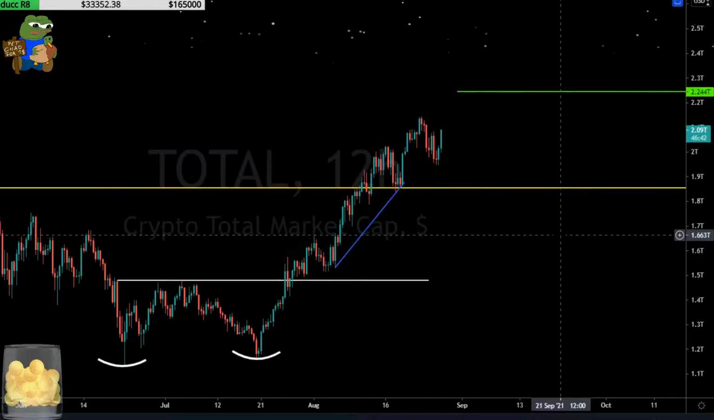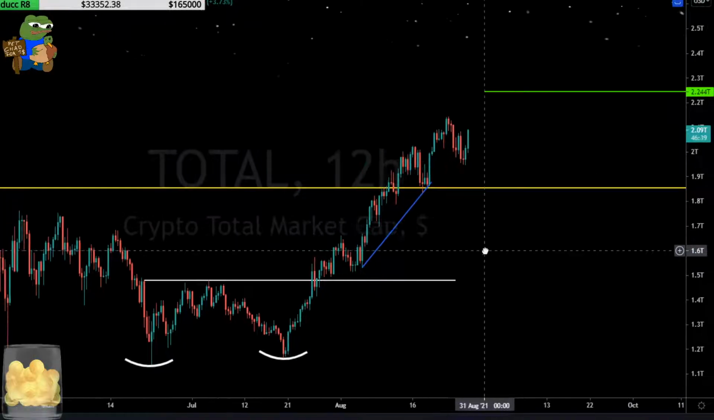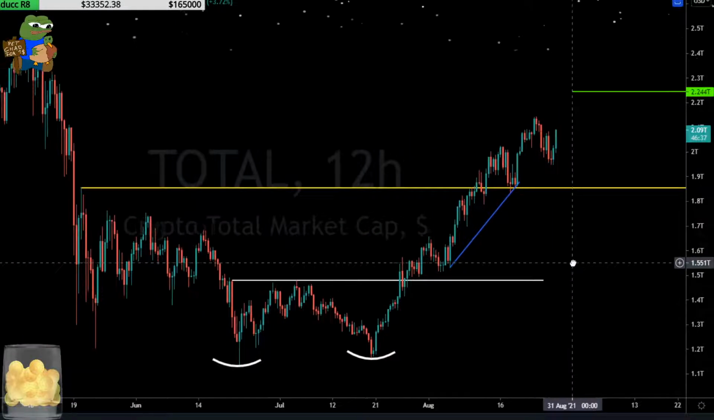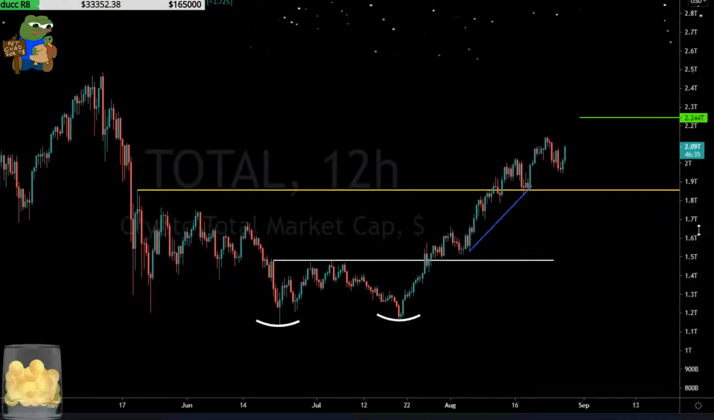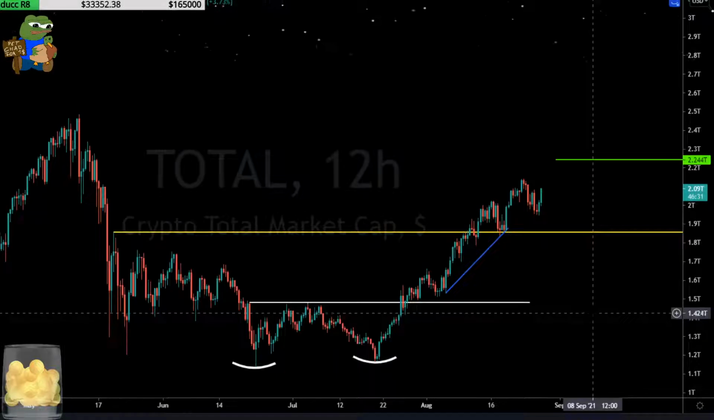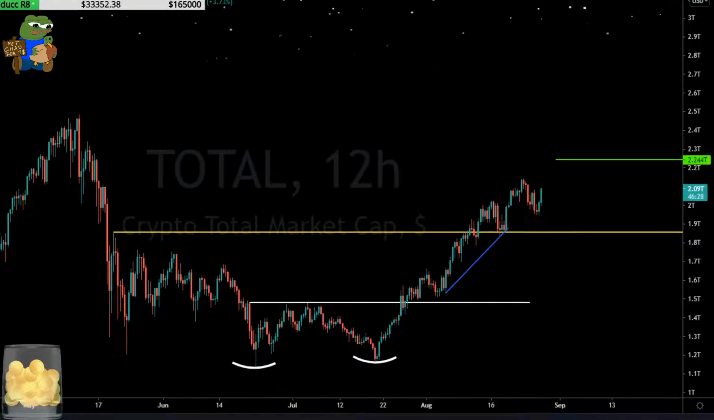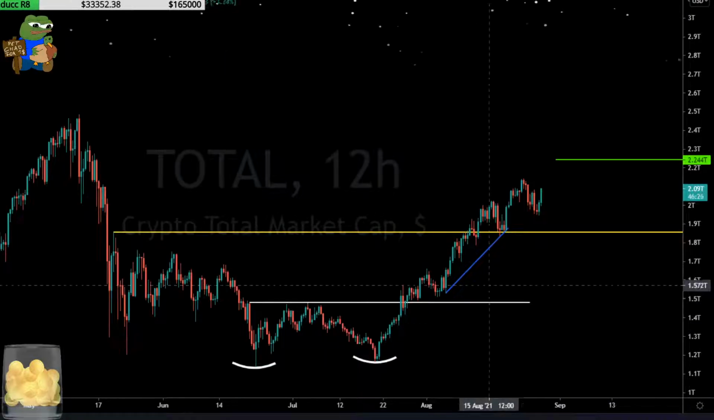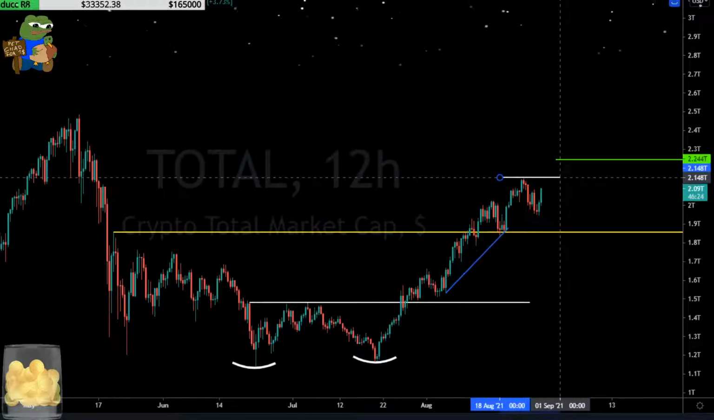Let's move on and check the total market cap. All right, here we go. She's getting ready for the next wave, in my opinion here. So you see what we did here earlier, right? We hit this like resistance area.